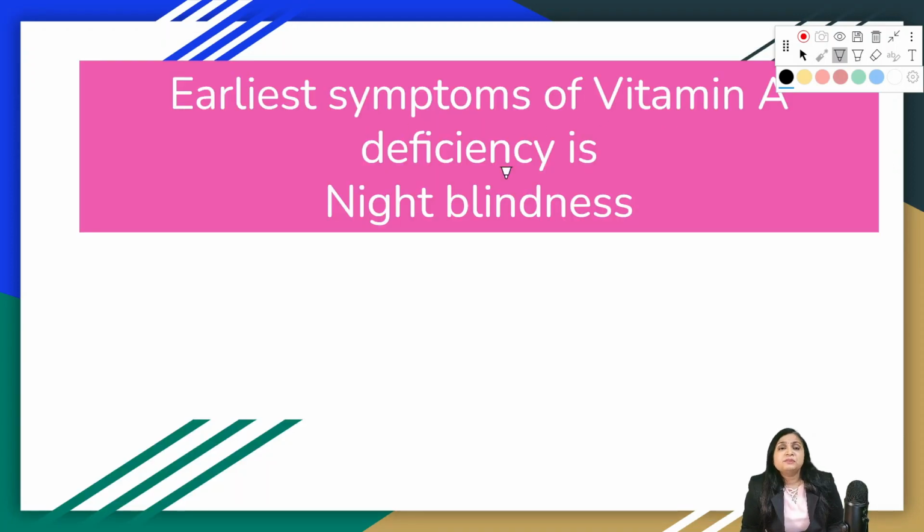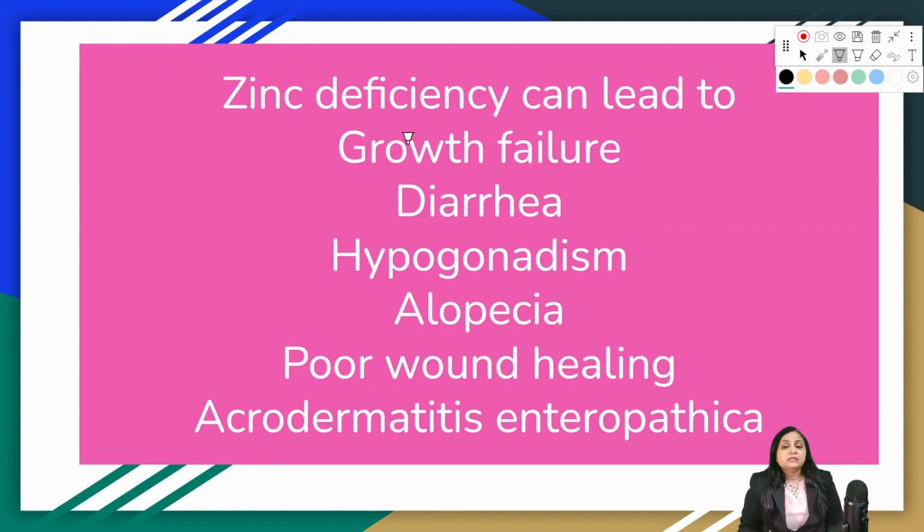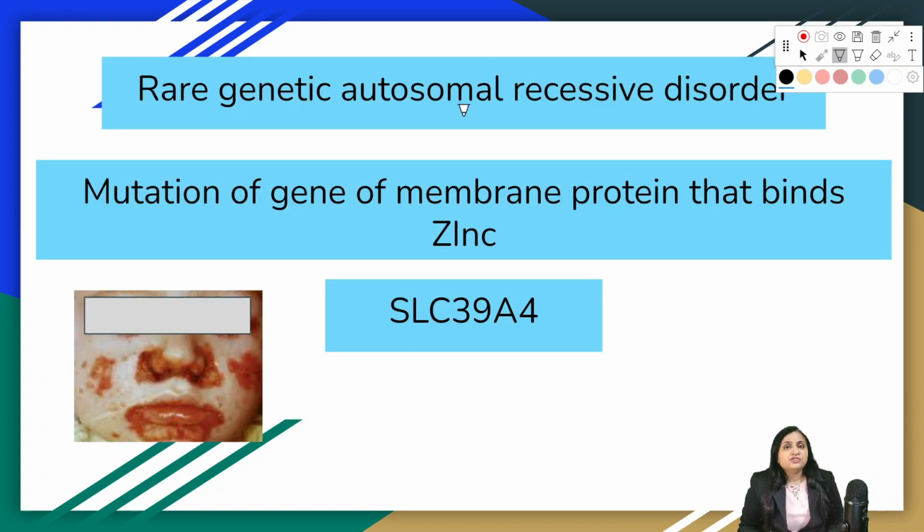Earliest symptom of vitamin A deficiency is night blindness. But the earliest sign of vitamin A deficiency is conjunctival xerosis. Zinc deficiency can lead to growth failure, diarrhea, hypogonadism, alopecia, poor wound healing, as well as acrodermatitis enteropathica. It's a rare genetic autosomal recessive disorder. There will be a mutation of the gene of a membrane protein that binds to zinc. The defective gene is SLC39A4. This is a classical picture of acrodermatitis enteropathica in which the child will present with extensive rash, more commonly seen on all types of mucocutaneous junctions.